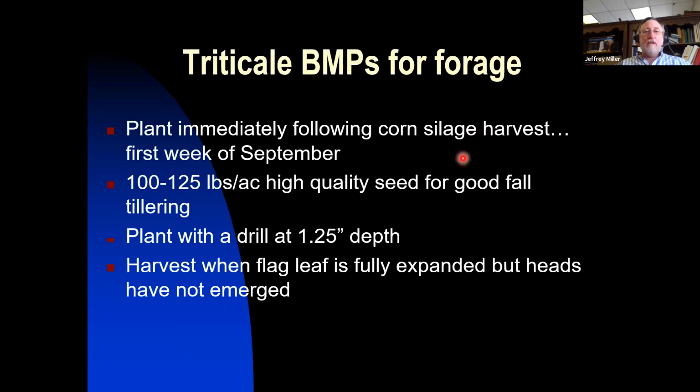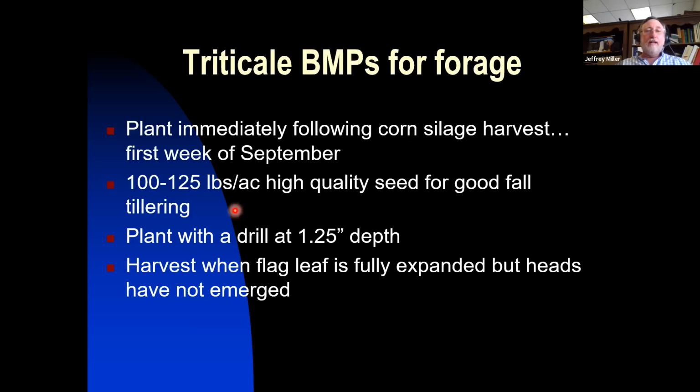So the best management practices, Tom Kilser would say plant it in the middle of August, because you definitely get a big gain in yields if you do so. But unfortunately, most growers in my area, if they're considering this crop, they're going to plant after the corn silage harvest. And that for us is at earliest first week in September, maybe second week in September.